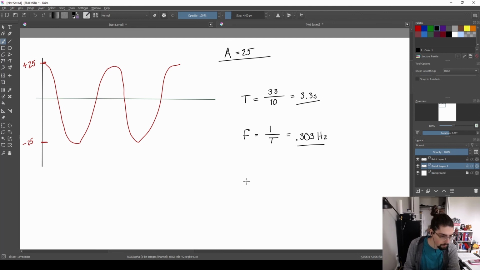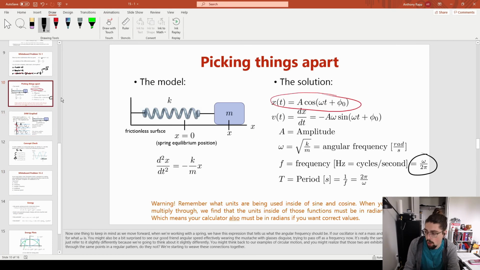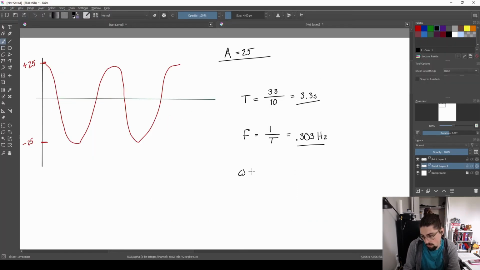Angular frequency, same deal as before, right? We can do that relationship between all of these things. We saw on this one, omega over 2 pi. So if I just take my frequency, I multiply it by 2 pi times the frequency.